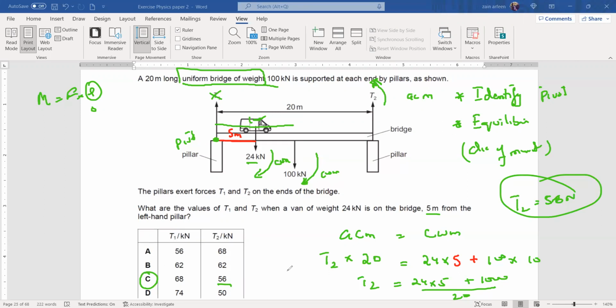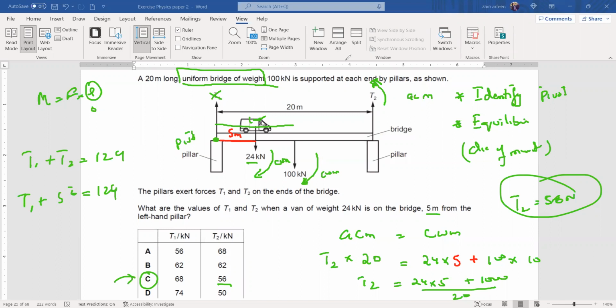After getting T2, because we know T1 plus T2 are acting upward, T1 plus T2 should be equal to 124, because the total upward force and downward force must be equal. So T1 plus T2 is how much? 56 will go to the other side. So 124 minus 56 will get 68. So C will be there.